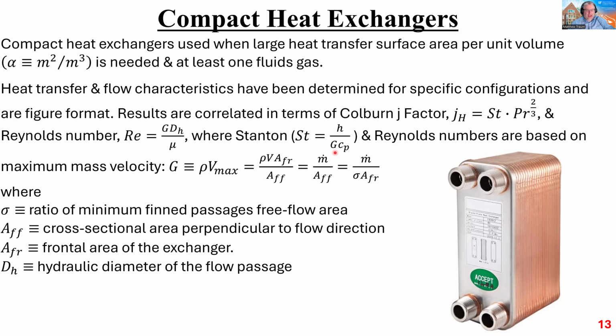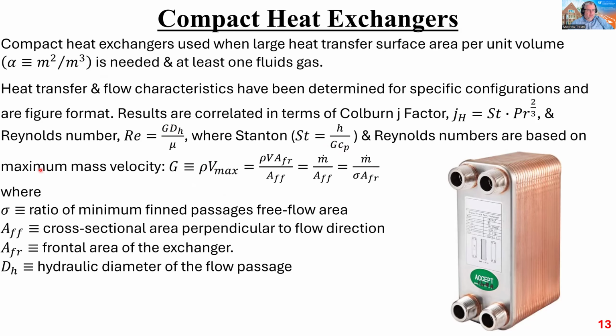And then what is G? Well, G is kind of like a mass flow rate, right? So it's a density times V max. So it's essentially like a velocity, if you will, right? And that sort of makes sense because this is where velocity would live in the Reynolds number, and this is where velocity would live in the Stanton number.